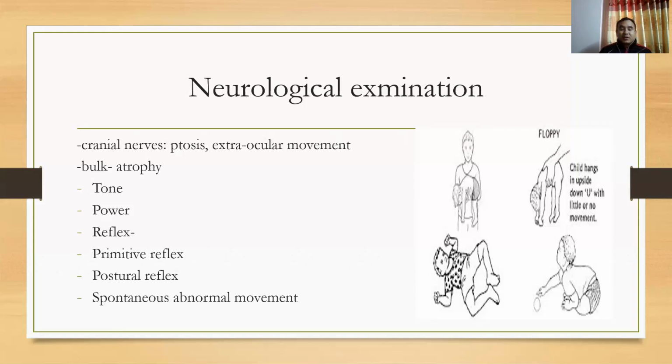And another important point that we need to note is the spontaneous abnormal movement, because if there is the presence of fasciculation, especially in the tongue region or in the muscles, then it usually suggests spinal muscular atrophy.